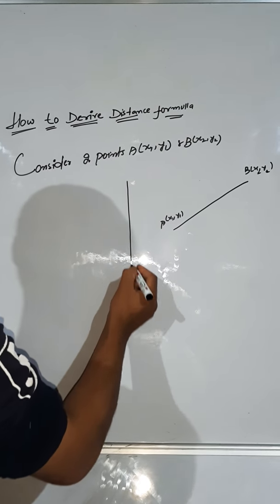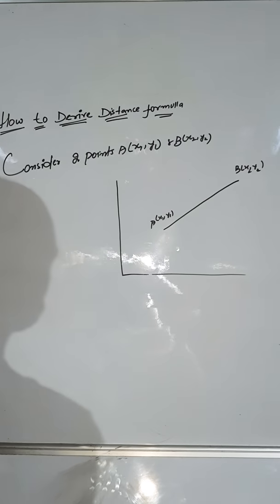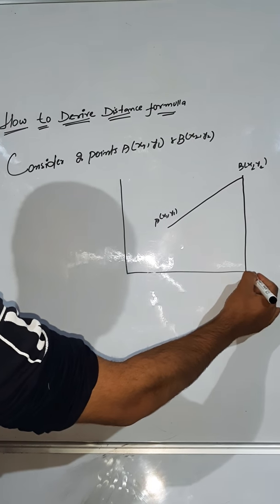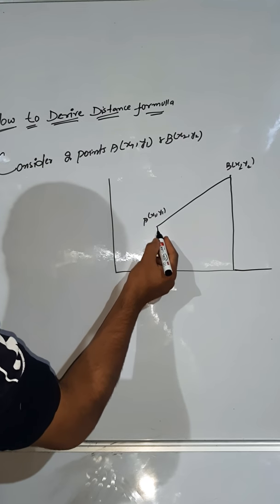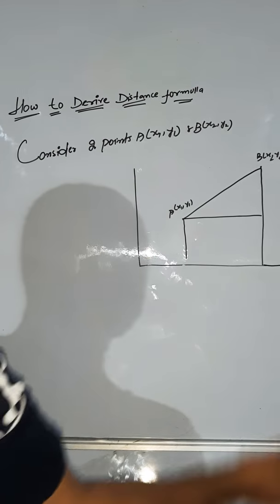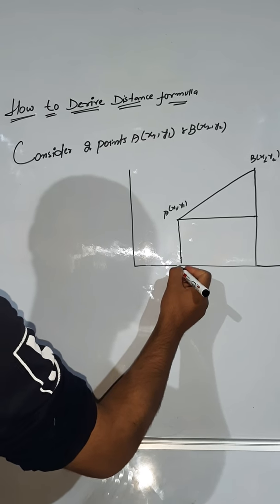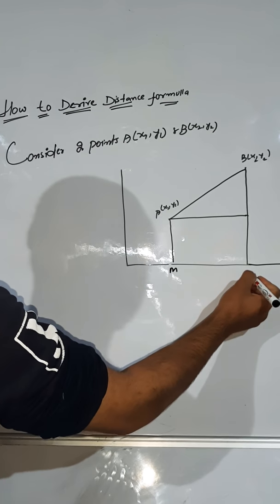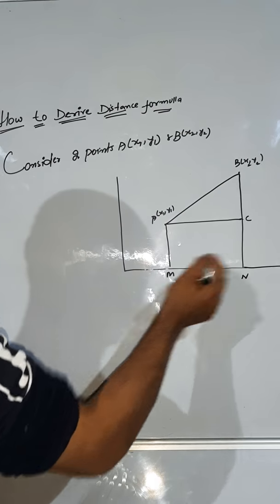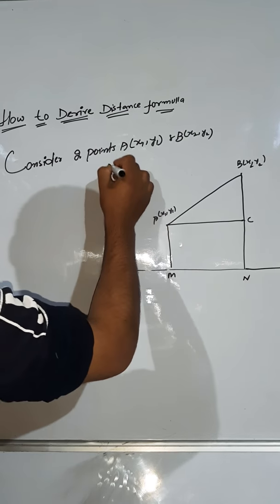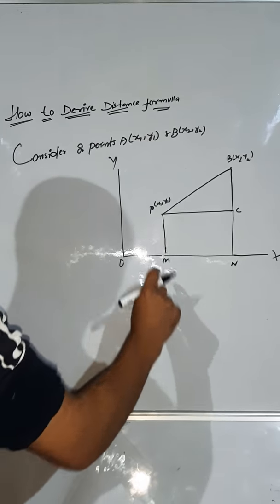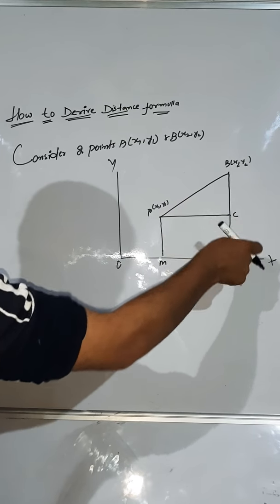Now we'll consider this line segment in the first quadrant of the Cartesian plane. From point B we will draw a perpendicular on the x-axis, and also from point A we will draw a perpendicular. These feet will be M and N, and this will be C. So we draw perpendicular BN on OX, another perpendicular AM also on OX, and the perpendicular AC on BN.